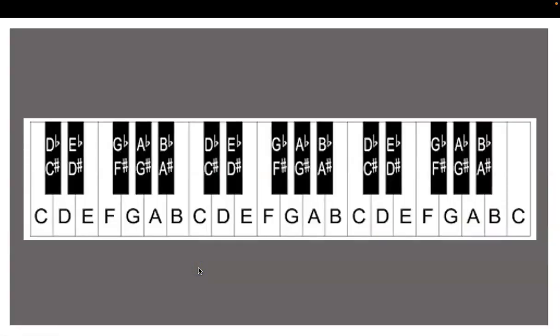So let's look at this piano keyboard. One thing you notice is that all the notes repeat. It goes C, D, E, F, G, A, B, C, D, E, F, G, A, B, C, and so on. That is known as the musical alphabet. We go from A to G, and then it repeats.